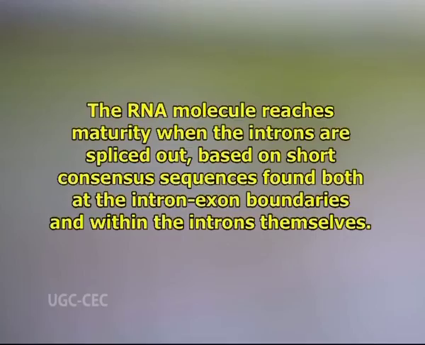The RNA molecule reaches maturity when the introns are spliced out based on short consensus sequences found both at the intron exon boundaries and within the introns themselves. Once splicing is completed and the start and stop codons have been established, the mature mRNA is transported through a nuclear pore into the cytoplasm, at which point translation can take place.